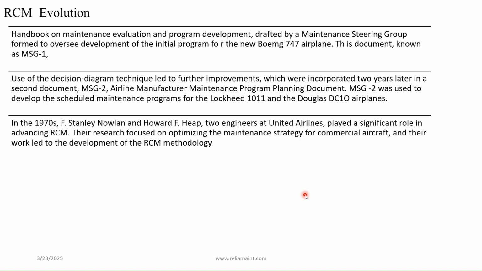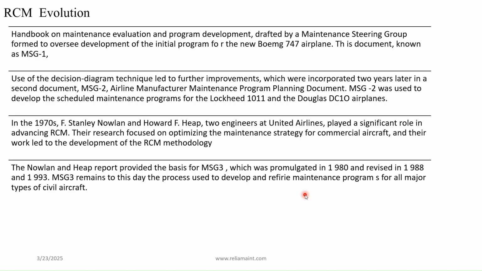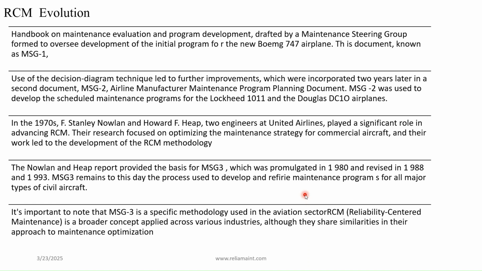In the 1970s, F. Stanley Nowlan and Howard F. Heap, two engineers at United Airlines, played a significant role in advancing RCM. Their research focused on optimizing the maintenance strategy for commercial aircraft, and their work led to the development of the RCM methodology. The Nowlan and Heap report provided the basis for MSG-3, which was promulgated in 1980 and revised in 1988 and 1993. MSG-3 remains to this day the process used to develop and refine maintenance programs for all major types of civil aircraft.